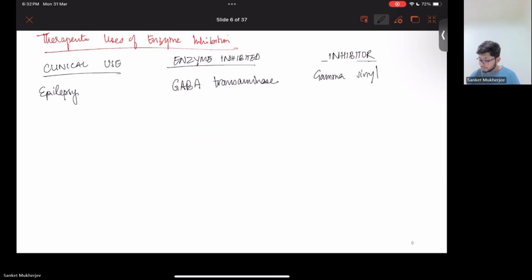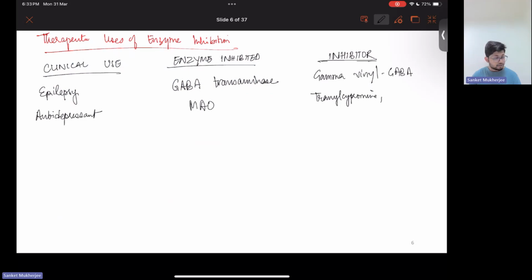Gamma vinyl GABA is the inhibitor. Fine. Similarly, as an antidepressant, the enzyme MAO is inhibited by tranylcypromine. The inhibitors are tranylcypromine and phenelzine.